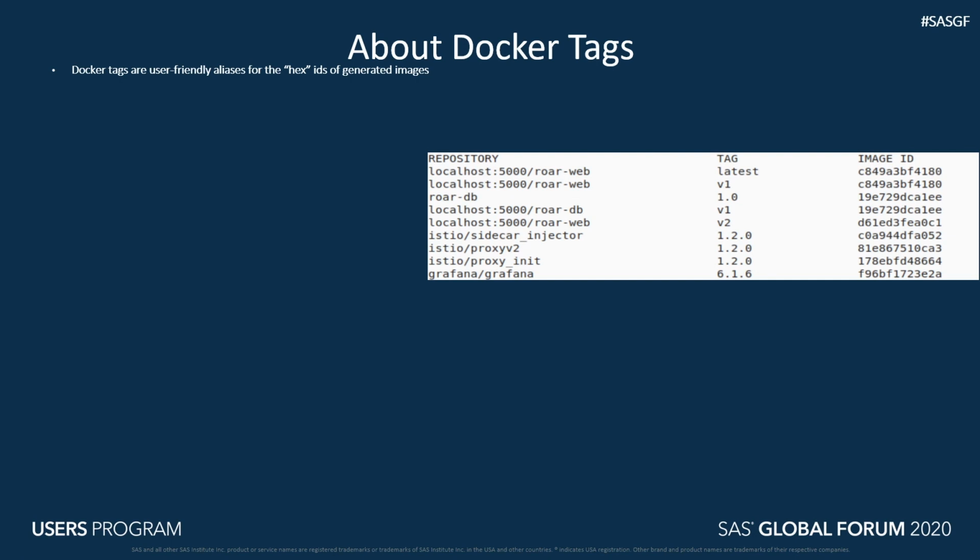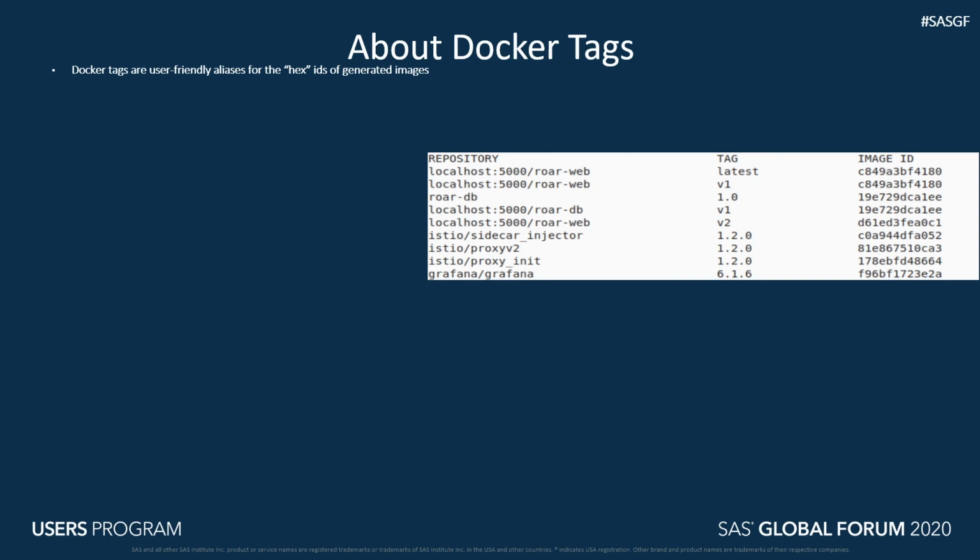A quick note here about Docker tags. Docker tags are user-friendly aliases for the hex IDs of the generated images. We talked about and have seen that as we go through and create these layers in images, each one has a hexadecimal ID. In the newest version, it's a 256-bit digest, they call it, a checksum or hash, for these IDs.